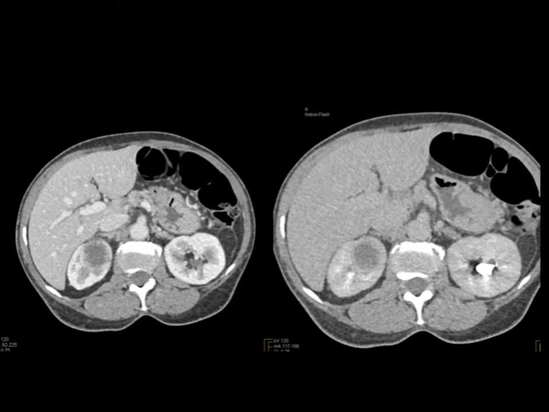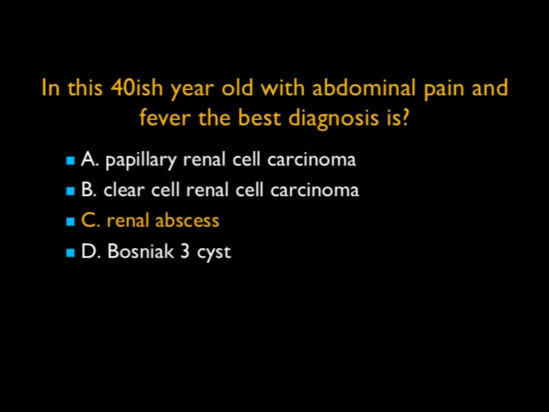This patient had abdominal pain and fever, and the fever does help you. This is an abscess. And renal abscesses are not that uncommon. At times they're undiagnosed, just like pyelonephritis can go undiagnosed. But this is a very nice example of a cystic low-density lesion, which was an abscess. Again, it can be challenging depending on the clinical history.